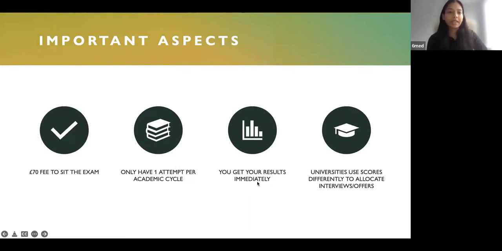After your exam finishes in that Pearson test centre, you get your results immediately. You're given a piece of paper with the breakdown for each section, what mark you got, and then your overall mark at the bottom. And finally, different universities, as I said before, will use the scores differently to allocate interviews or offers. So have a look at the specific university that you're applying for, and look at their website to see how much weighting they put on the UCAT scores.